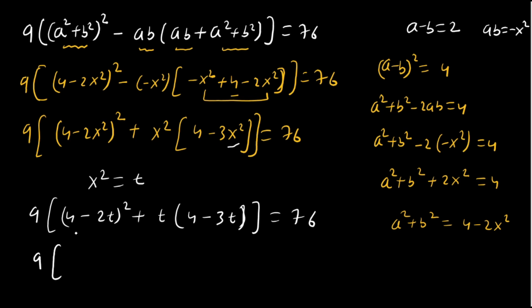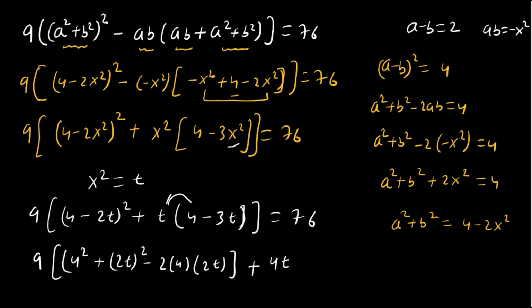9 times, here we will apply the algebraic identity a minus b whole square, that is a square plus b square minus 2 times a and b, that is 2 times t, and plus t multiplied by 4, then we get 4 times t, and this t multiplied by minus 3t, that is minus 3t square, and this is equal to 76.